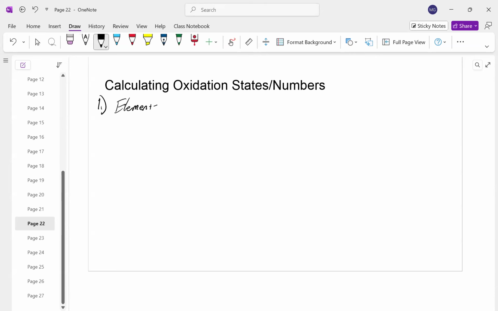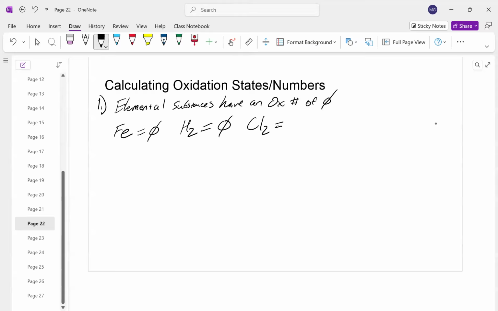Number one, substances that are in their elemental form. So elemental substances always have an oxidation number of 0. So if you have a group of iron atoms, its oxidation state is 0. If you have hydrogen, even though hydrogen is a diatomic element, its oxidation state is always 0. Same thing with chlorine. It's a diatomic element, but its oxidation state is always 0. Or sodium, it's always 0. Then you could do this with every single element of the periodic table.